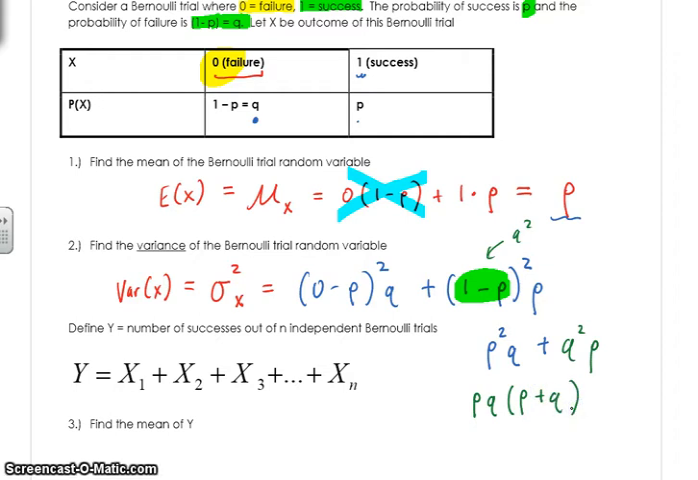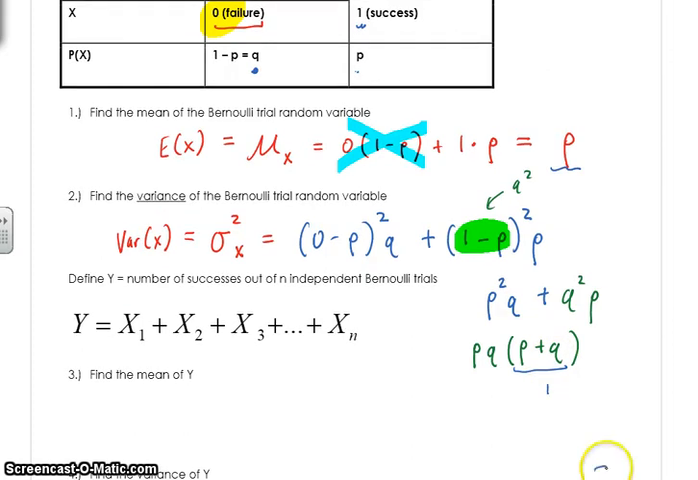Well, P plus Q is equal to 1, if you think about it, because that's the sum of these probabilities. So this thing is equal to 1. So the answer to this, the variance of the Bernoulli random variable, is PQ. Okay? So the mean of this Bernoulli trial is P, and the variance is PQ. If I wanted to find the standard deviation, I would square root that.